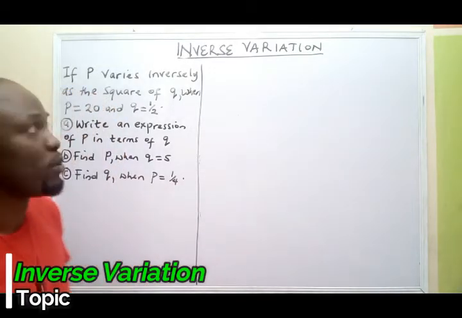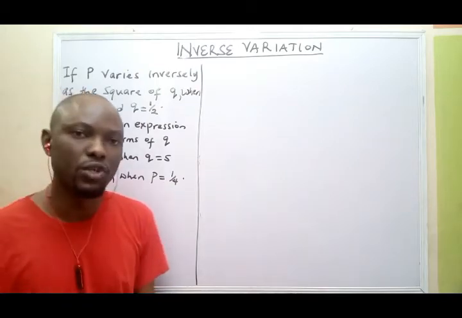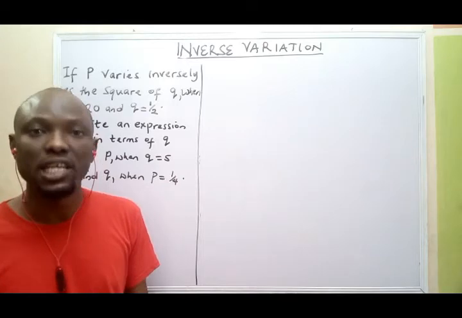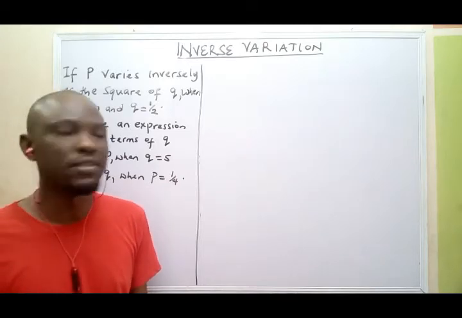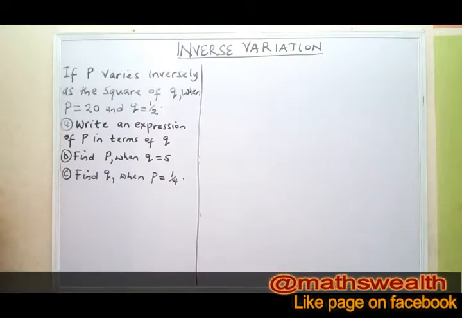Today we'll be solving a problem on inverse variation. You can check my video on the introduction to variation where I explain how you can write a mathematical expression for inverse variation. Now if you look at this problem, the problem says that if p varies inversely as the square of q, when p is 20 and q is 1/2, write an expression of p in terms of q, and then find p when q is 5, and then find q when p is 1/4.